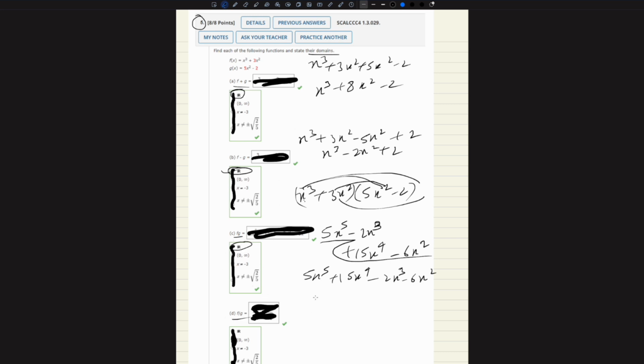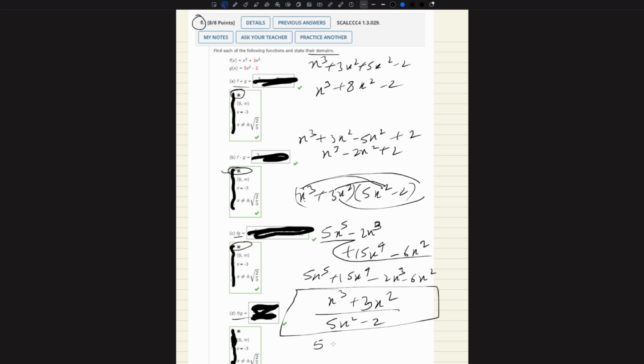Now this one is saying to divide it, so let's do x cube plus 3x square over 5x square minus 2. So this is the answer for this division. We cannot simplify it any further. But for the domain, it has a denominator, and the denominator cannot be zero because any value over zero is not a real number.